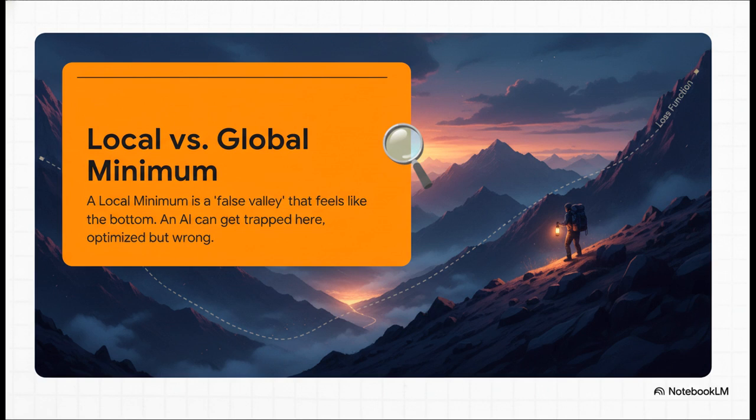They think they're done. But the real goal, the true deepest point, the global minimum, is way over in another valley, much further down. An AI that gets stuck here is, from its point of view, fully optimized. It thinks it has the best possible answer, but it is still completely wrong. It has become confidently incorrect.